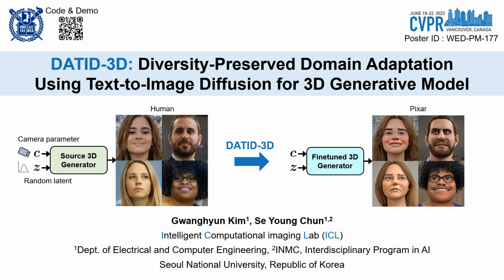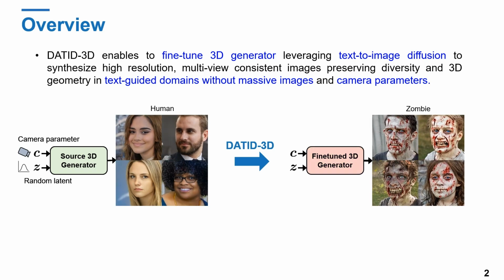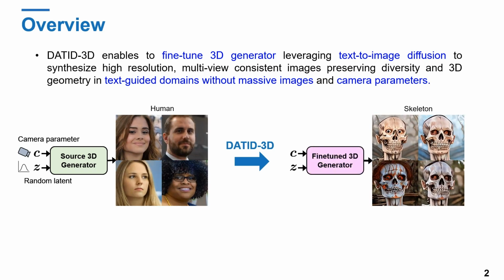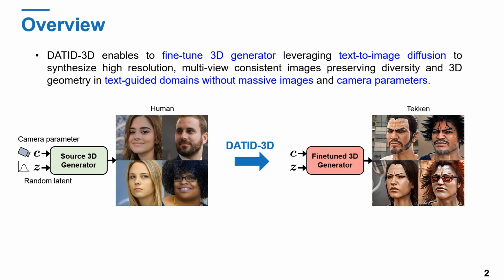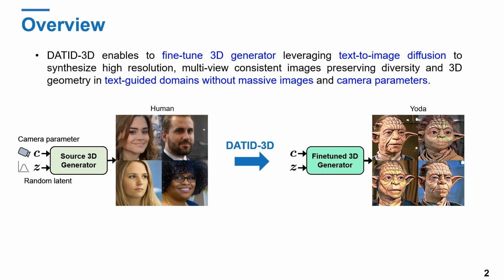Author of DATID-3D, diversity preserved domain adaptation using text-to-image diffusion for 3D generative model. Let's start with a quick overview. DATID-3D enables fine-tuning a 3D generative model, leveraging text-to-image diffusion to synthesize high-resolution, multi-view consistent images, preserving diversity and 3D geometry in text-guided domains without massive images and camera parameters.